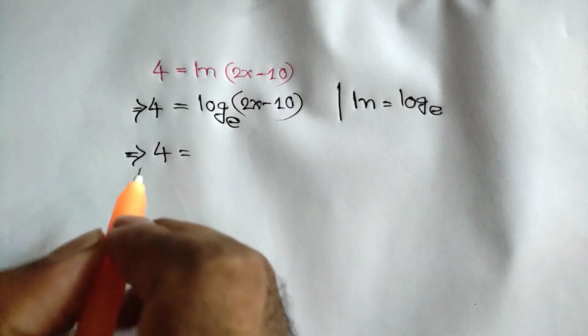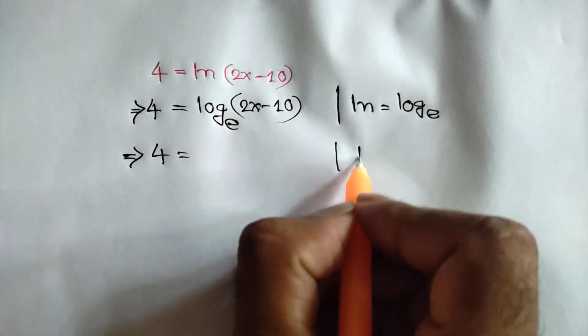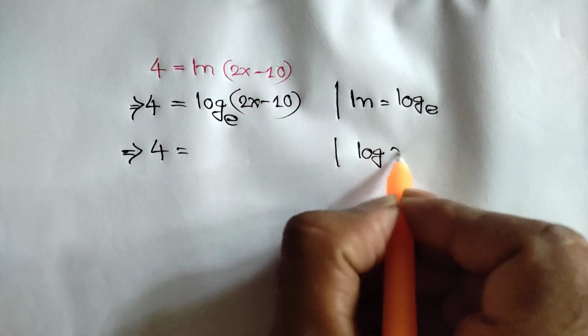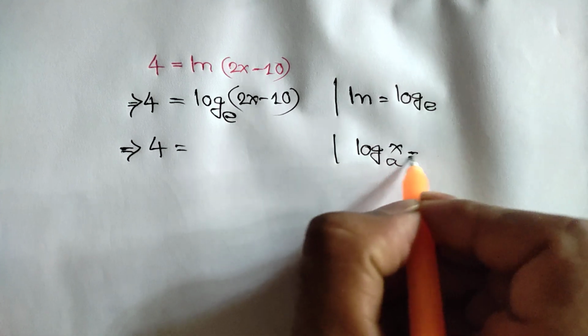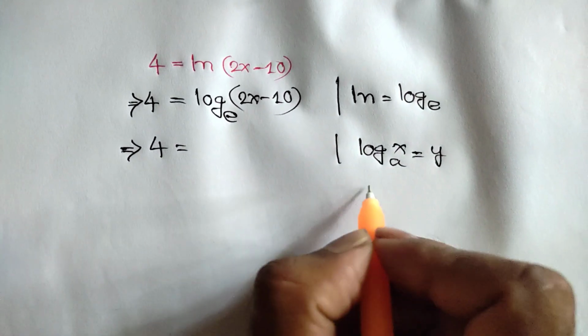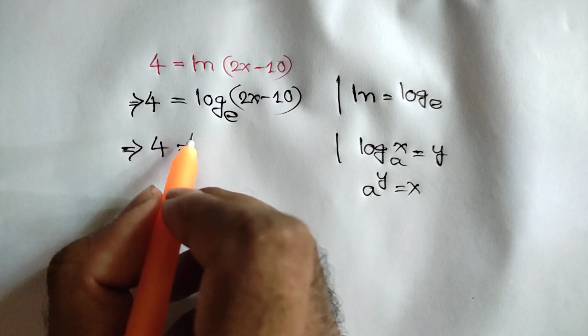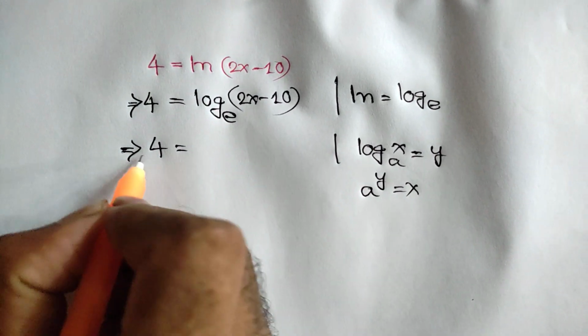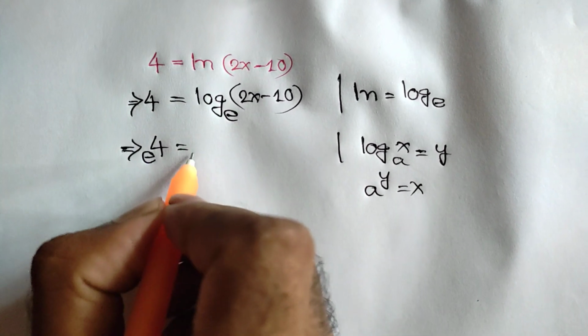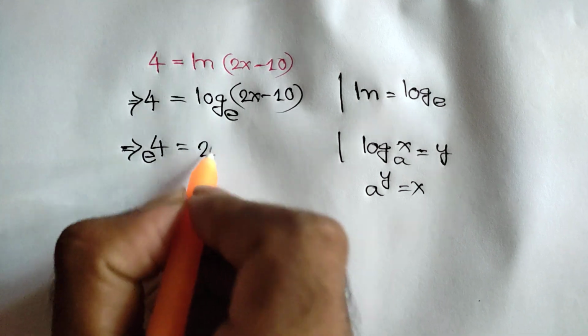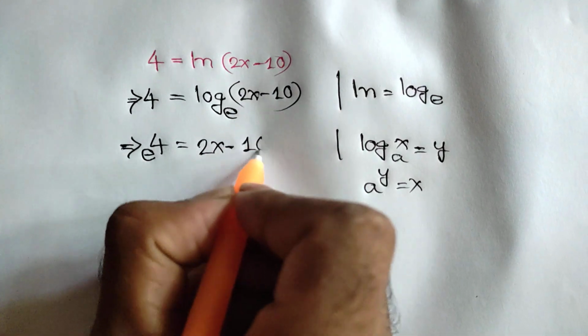4 is equal to, we know log of x base a is equal to y. Then we can write here a to the power y is equal to x. So we can write here e to the power 4 is equal to 2x minus 10.